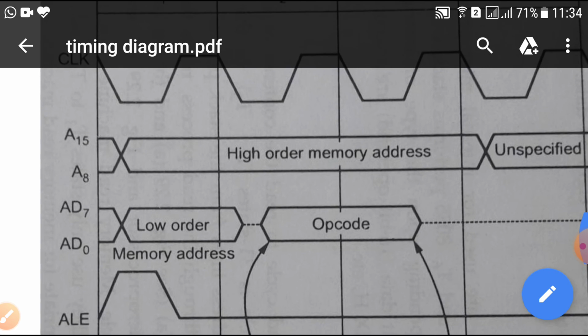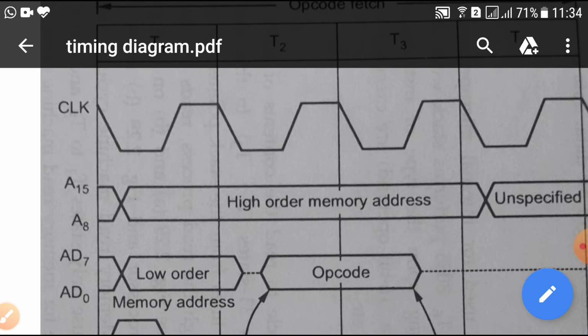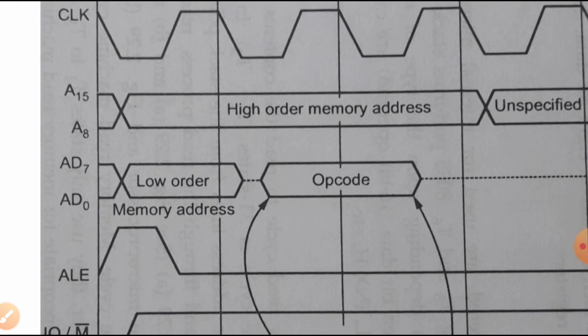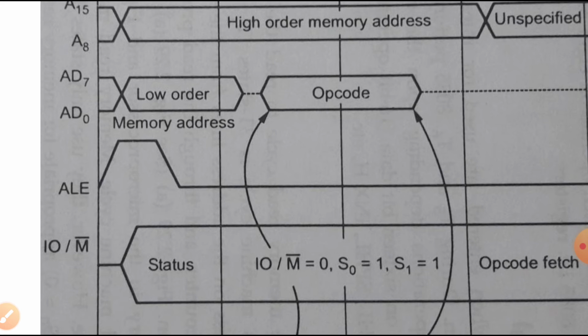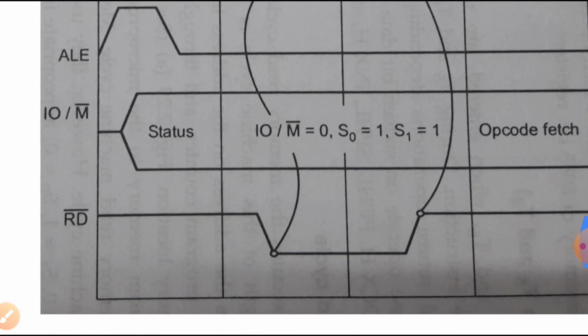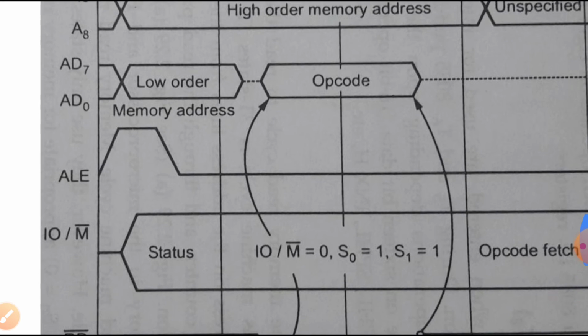Now what happens in state T2? In T2, the lower order address disappears from the AD0 to AD7 lines, and since the data will be available only between T2 and T3, we provide the read signal at the time of T2. The read signal low is enabled to enable the addressed memory location. So the memory device then places the content of the addressed memory location onto the data bus in this T2.